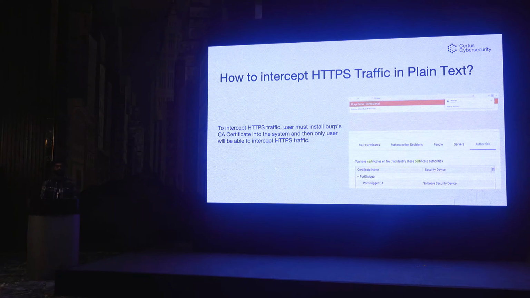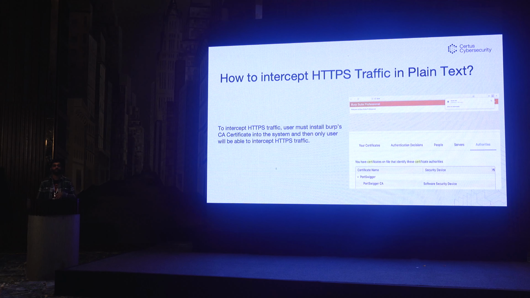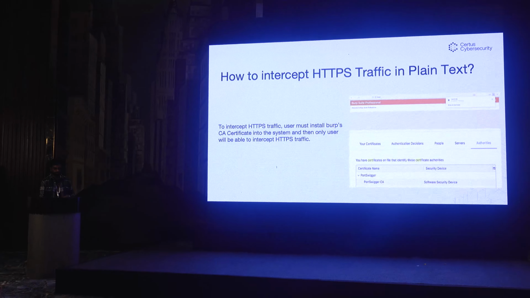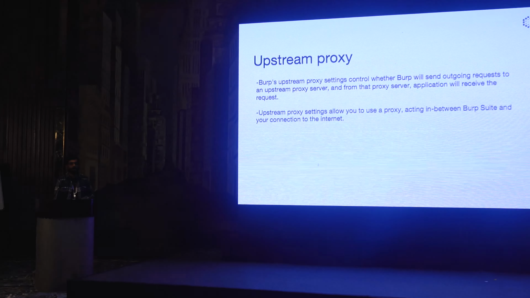Now, in order to use Burp Suite, you have to install a CA certificate into your browser. You can directly set up a proxy, download the certificate, and install the CA certificate into your browser. Once you install the certificate into your browser, you will be able to see all the HTTPS traffic in plain text in your Burp Suite tool, right?